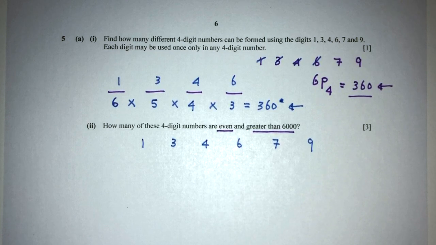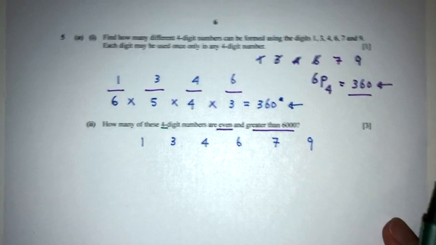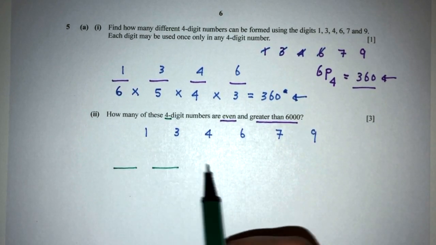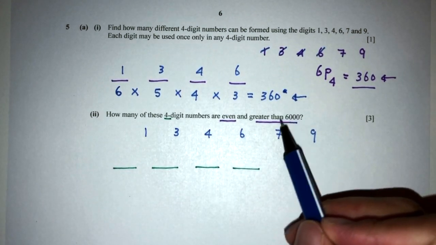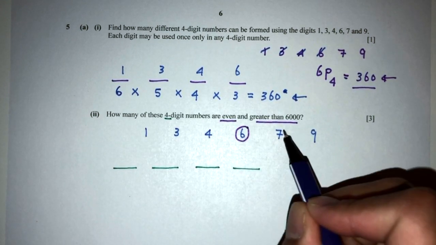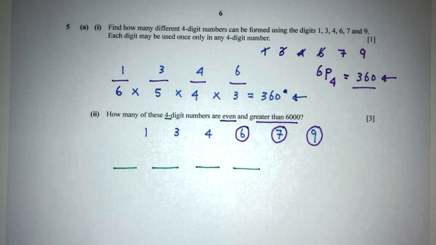But it is pretty easy. Let's move forward with the answer. Now, for a number to be more than 6,000, again, we only have to choose 4-digit numbers. So we know we have 1, 3, 4, 6, 7, 9. For a number to be more than 6,000, it can begin with 6, 7, or 9.